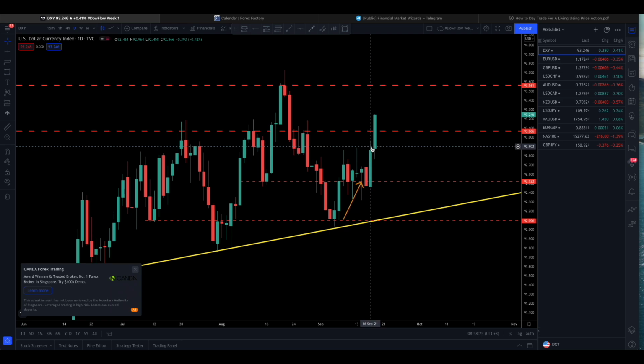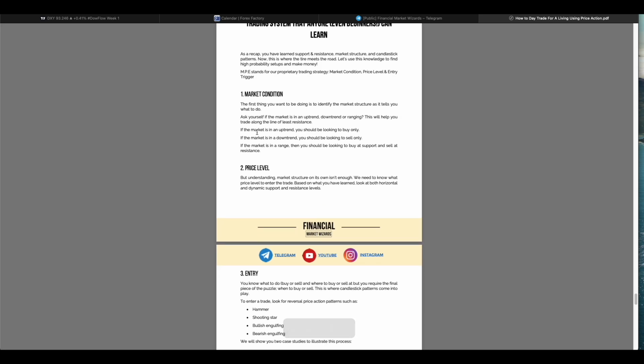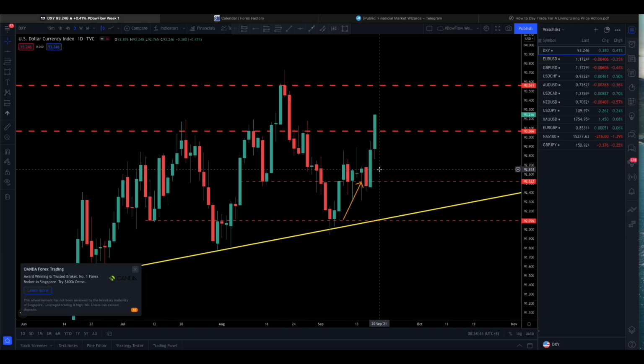The first thing that we always look at is market structure, which stands for M. You can see right here that this is a high, this is a low, and this is a high. So this is an uptrend. This is covered in the free day trading guide, which I mentioned. So pretty elementary stuff. You want to be buying.